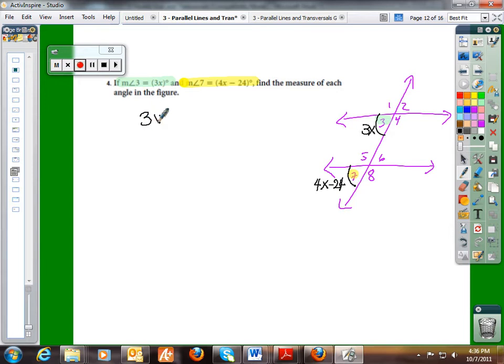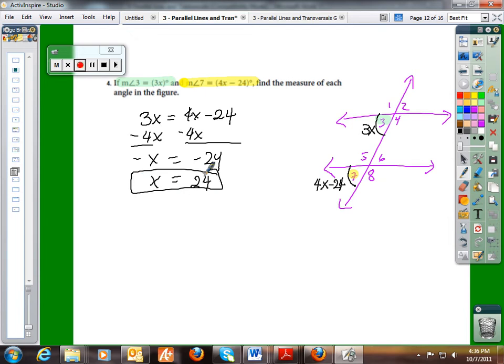I'm going to write an equation. And now I can solve this equation for x. Oh, that's probably not the most efficient way to do it. Let me try that again. That would have worked, but it's not super efficient. I'm going to subtract 4x from both sides, and I get negative x equals negative 24. In other words, x equals 24.